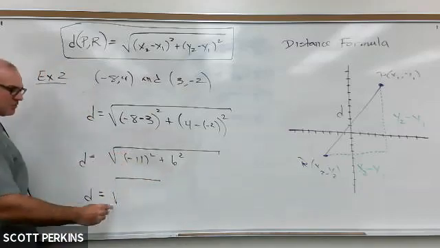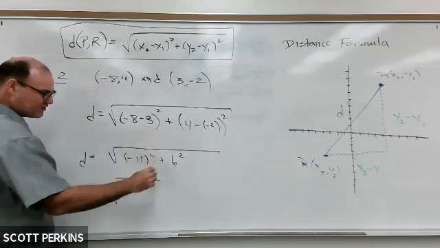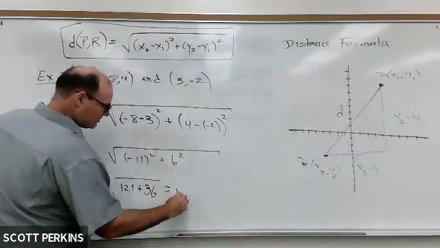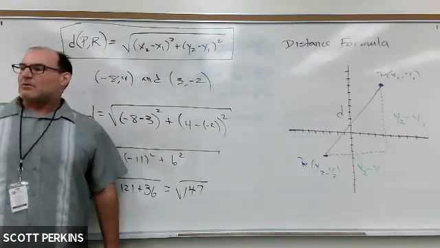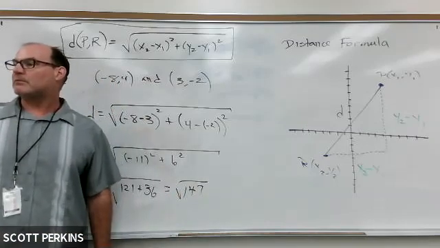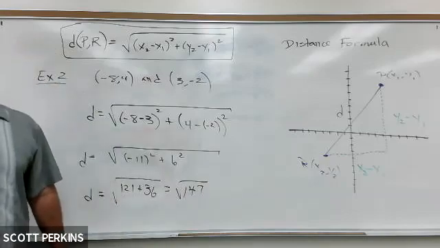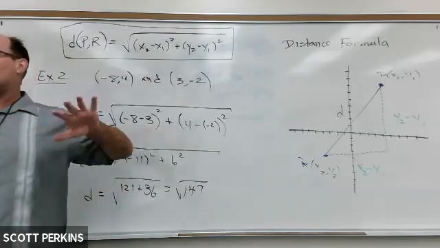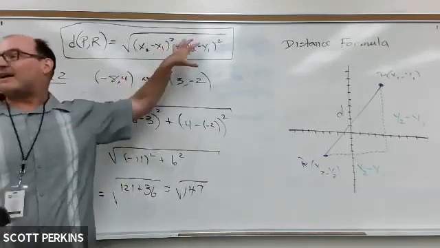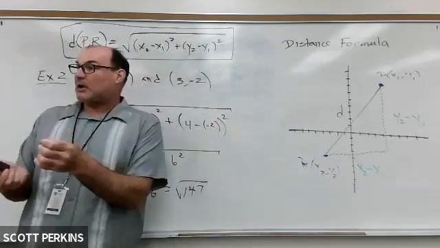So -11 squared is 121. 6 squared is 36. So it's the square root of 157. It would be -6, and then you'd square it, and it'd still be 36. So that's why I told you the order that you do the x's and y's in absolutely does not matter, but you just have to be careful of the negatives.